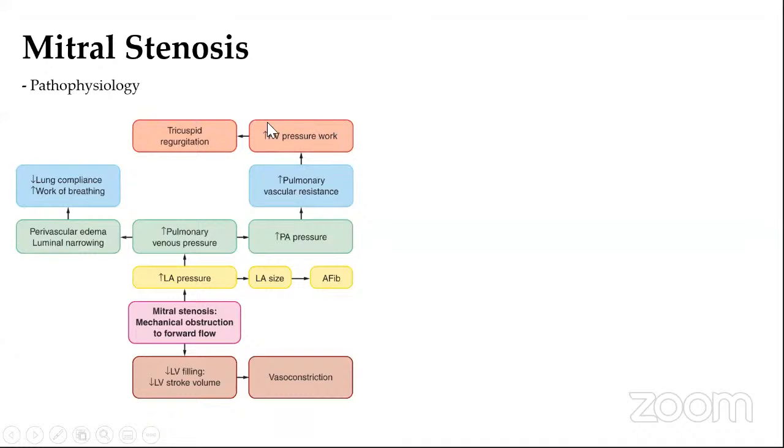And over time, we know the RV is not like the LV. So over time, the RV is going to dilate and fail, and that leads to tricuspid regurgitation, and you're going to end up with right-sided heart failure as well, okay? This is the cardiac side. So what happens to the lungs as well?